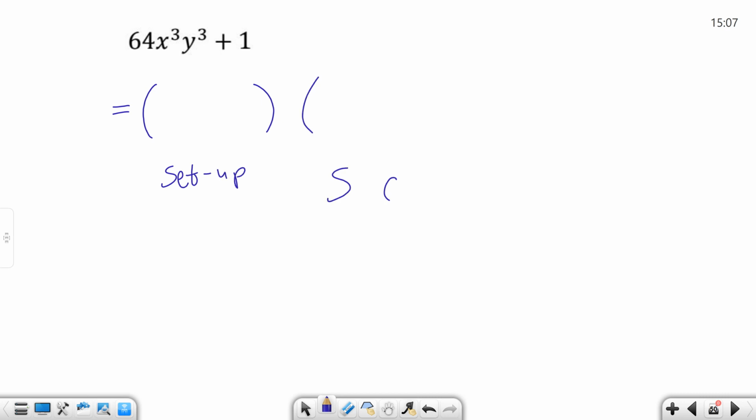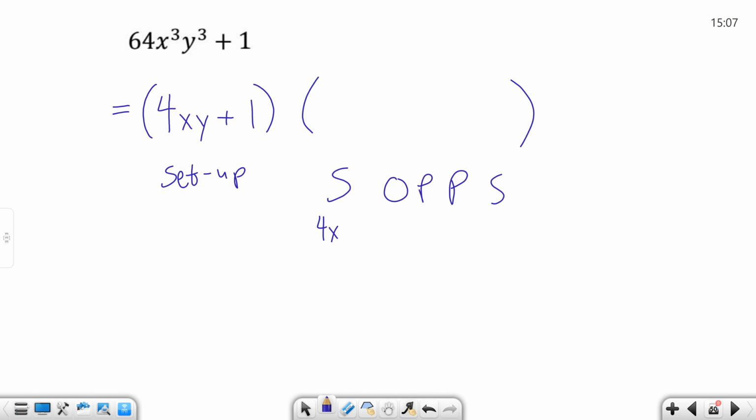And then we're going to come over here and have SOPPS. Okay? So setup SOPPS. So my setup is going to be 4, right? 4 cubed is 64. Cube root of 64 is 4. And then x and y. And then plus, we bring the sign down. And then 1 cubed is 1, or the cube root of 1 is 1. However you want to think about that. All right? So 4xy plus 1.